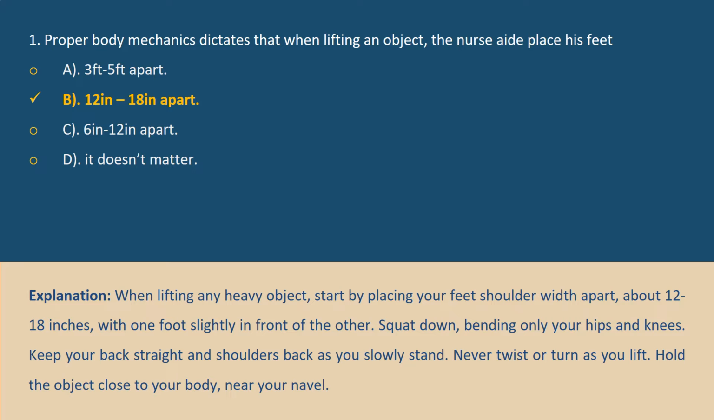Answer B. 12 inches to 18 inches apart. Explanation. When lifting any heavy object, start by placing your feet shoulder width apart, about 12 to 18 inches, with one foot slightly in front of the other. Squat down, bending only your hips and knees. Keep your back straight and shoulders back as you slowly stand. Never twist or turn as you lift. Hold the object close to your body, near your navel.